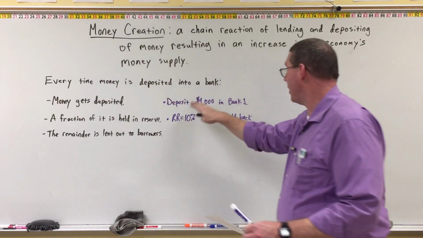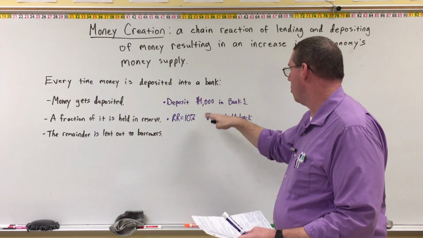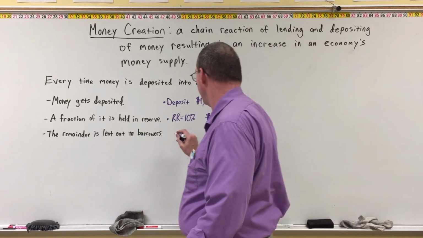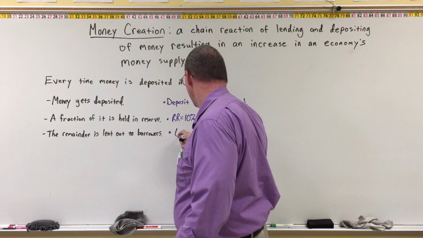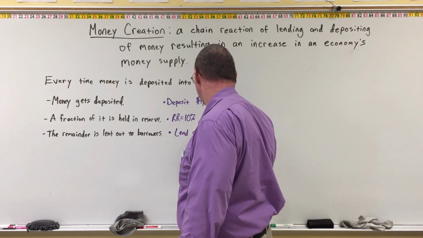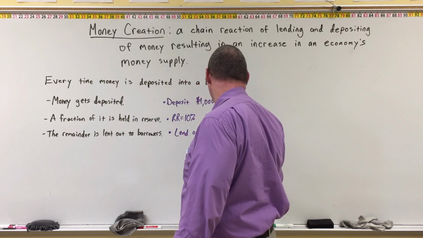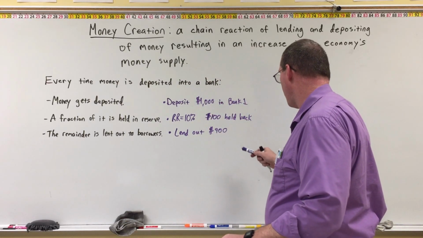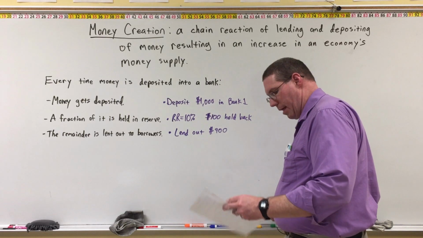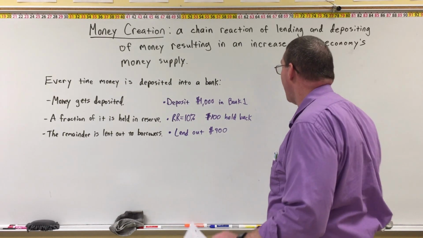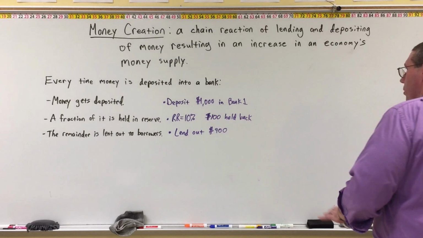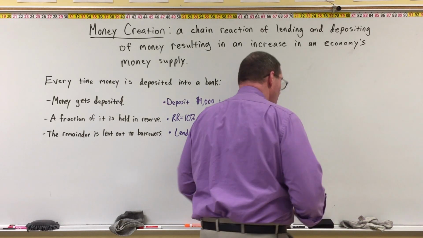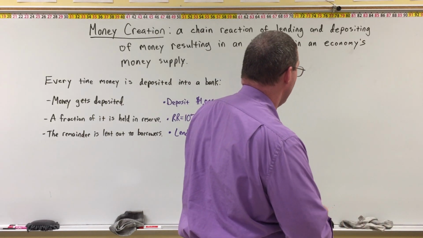So what is the remainder? $1,000 is deposited in bank one, $100 is held back. Therefore, $900 is going to be lent out. In order to understand what's going to happen when that $900 is lent out, we're going to do a little aside here, and I'm going to show you what happens when people spend money.